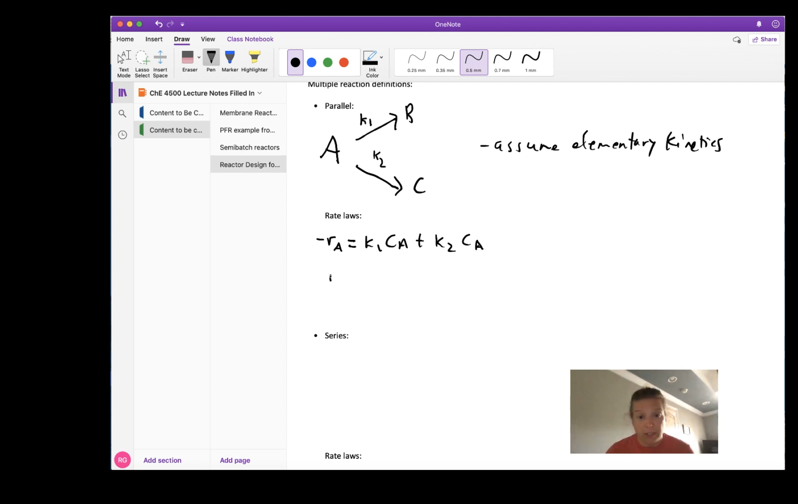If I wanted to look at the rate of generation of B, that's going to be equal to k1 Ca, and the rate of generation of C is going to be equal to k2 times Ca. So alternatively, I could write the rate of consumption of A is equal to the rate of generation of B plus the rate of generation of C.